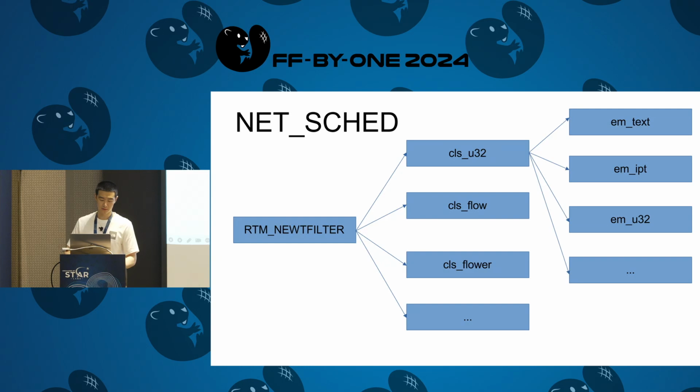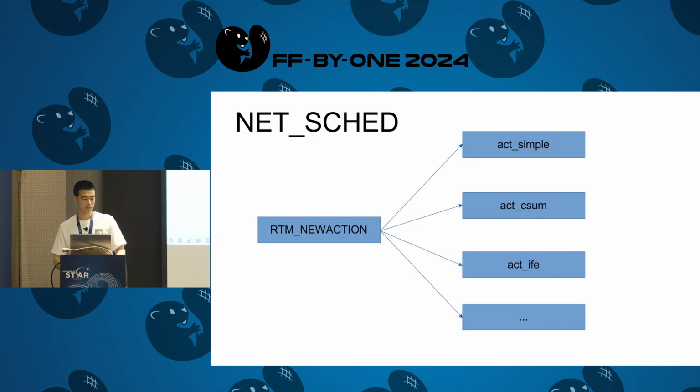RTM new filters also have many options. But first we need to select which CLS you want, like CLS-U32, CLS-fw, CLS-flower, and then EM, like EM-text, EM-meta, EM-U32. RTM new actions is the same. You can choose the actions you want.